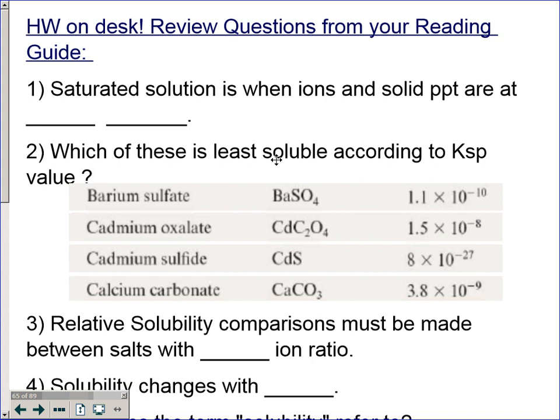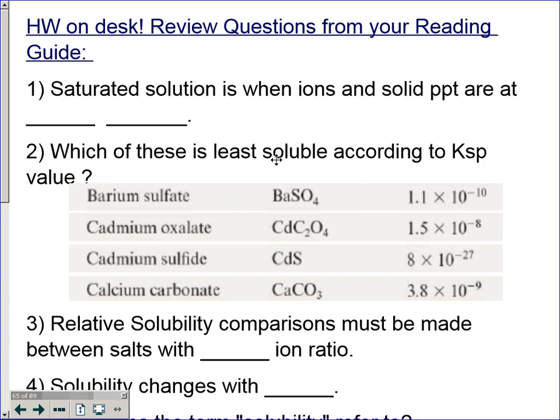No, these are the reactants. These are the solids that are being dissociated. They have the same ion ratio. We cannot compare anything unless they have the same ion ratio, because as you look at them now, how many ions are each of these producing in solution? 2: barium sulfate, cadmium oxalate, cadmium sulfide, and calcium carbonate.